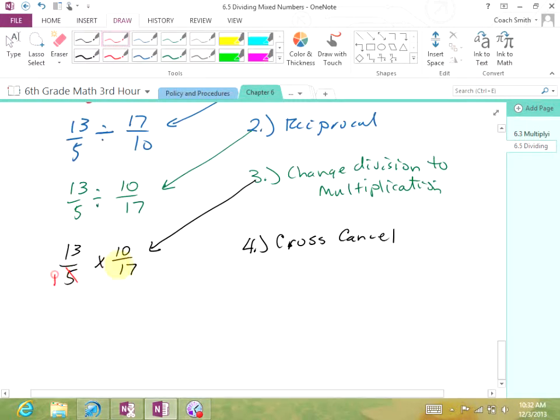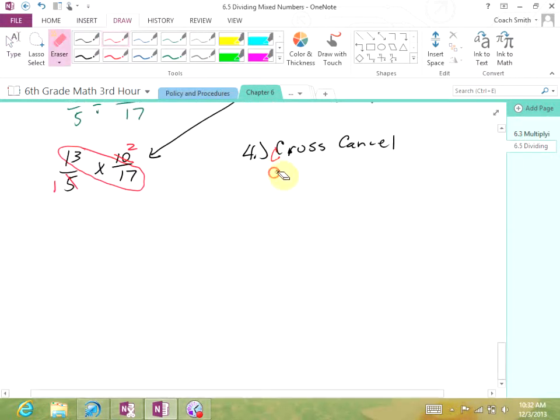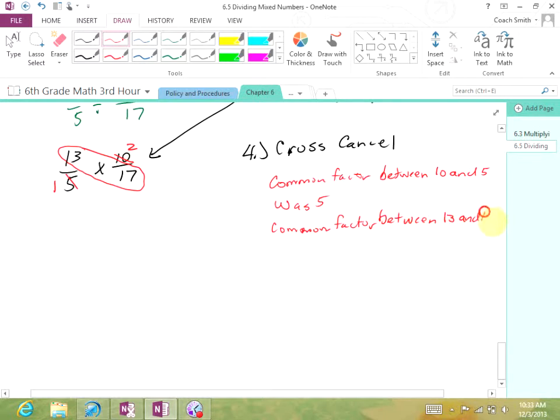So 5 goes into 5 once, 5 into 10 2 times. There is not a common factor between 13 and 17. Okay, so from here, there's no common factor. So the common factor between 10 and 5 was 5. Okay? The common factor between 13 and 17 is nothing.